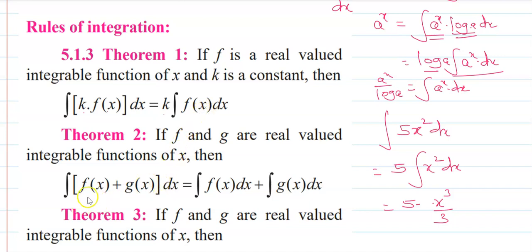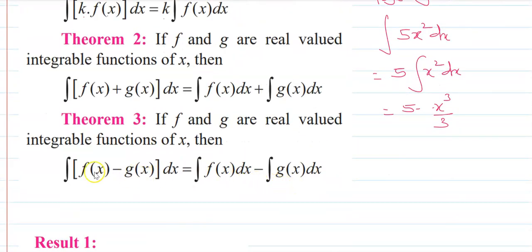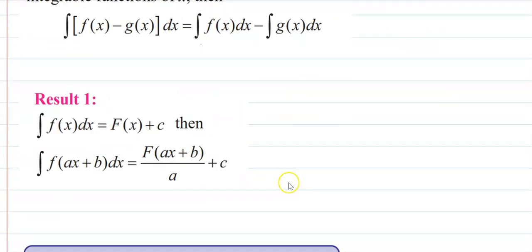Next, if there is a sum of two functions, then find out the integral separately: integral of f of x plus integral of g of x. If there is a difference of the two functions, then find out the integral of the first minus the integral of the second in this way.